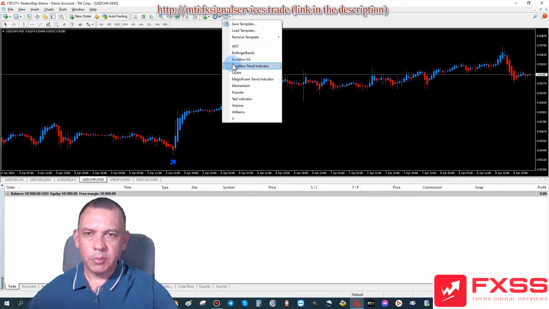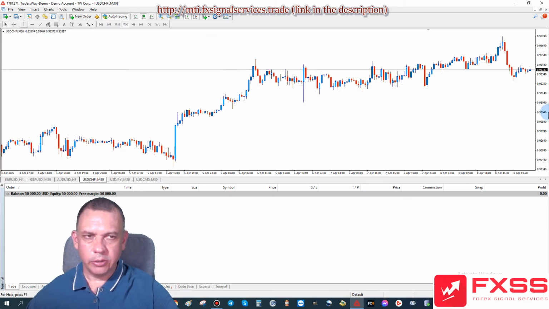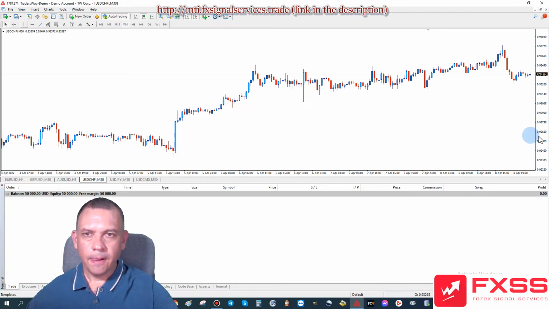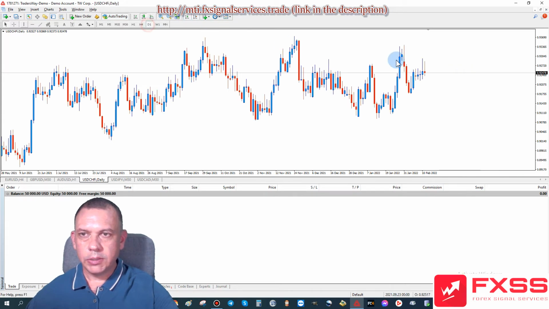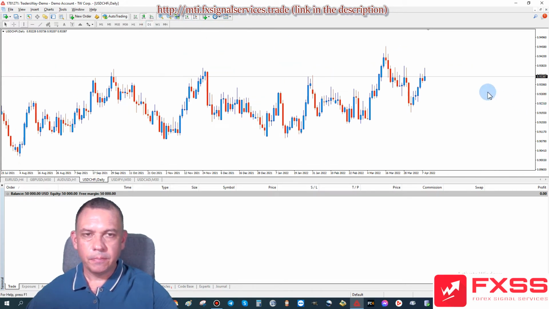If I use my Excalibur trend indicator, oh, I don't have this one set up, but I looked at this one earlier on the daily time frame, and you cannot see it right now, but there's a red arrow here, which means that long term is going to be dropping.